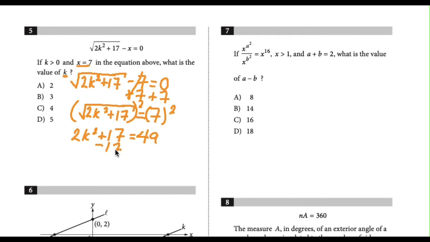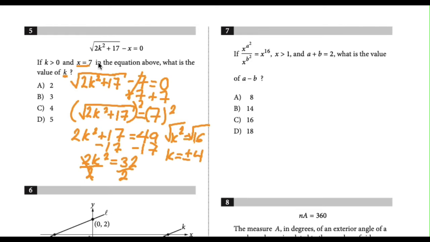Next, we need to subtract 17 on both sides. We're going to get that 2k squared equals 32. Next, we need to divide each side by 2, and we're going to get that k squared equals 16. Now we need to take the square root of both sides, and we're going to get that k equals plus or minus 4. If you refer back to the question, they tell us that k needs to be bigger than 0. So of the two answer choices, the only one that's bigger than 0 is k equals positive 4, or answer choice C.